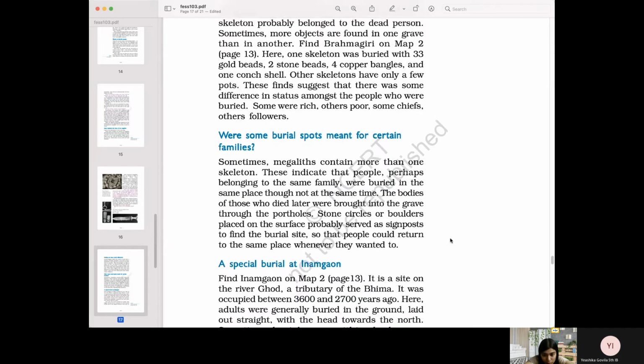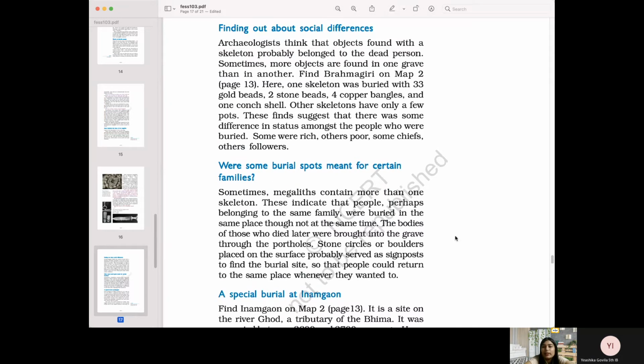So yeah, they used to mark, okay, this burial site is for this family, every member of this family will be buried in this place here. Then if someone was rich, more area was given to him or her. If someone was not that rich, less burial site was given to him.